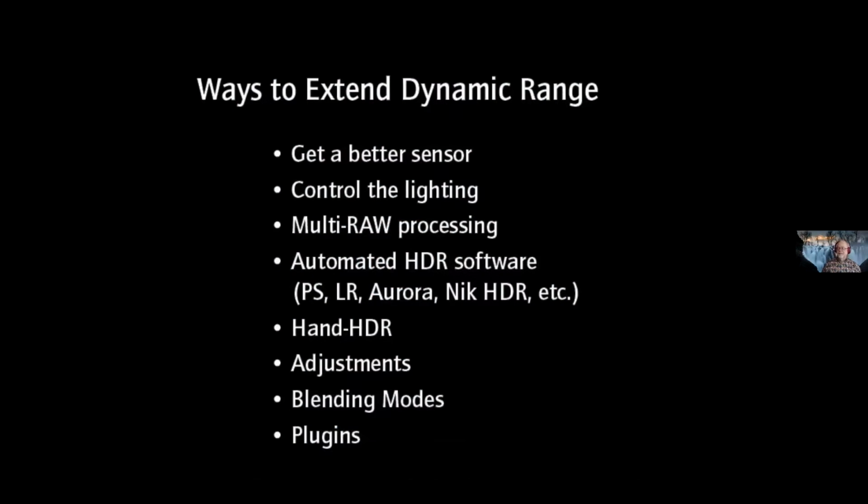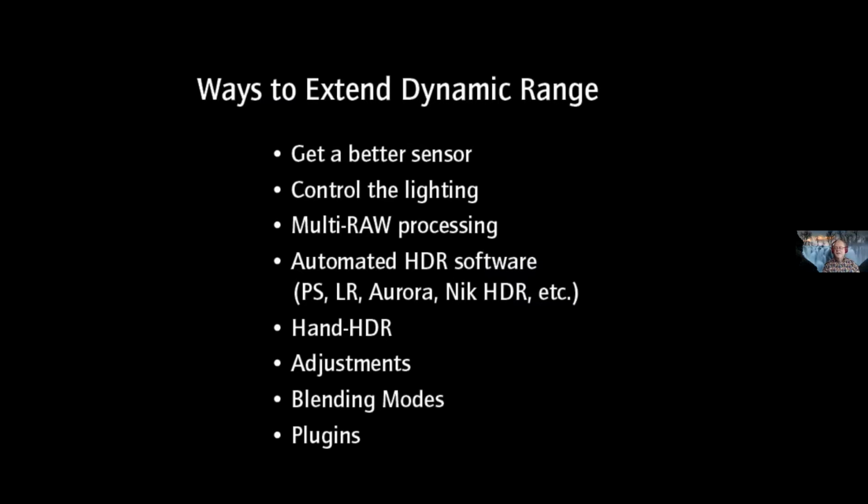So here's a list of the ways to extend dynamic range. Get a better sensor. Well, most of us at this point have the sensor we're going to have. Control the lighting. Multi-raw processing: photograph in RAW and take multiple versions of your raw file and combine them. And I suppose, in fairness, I need to add adjustments in software like Lightroom to that as well, which really should be on there. I should have a bullet point that says exposure adjustments.